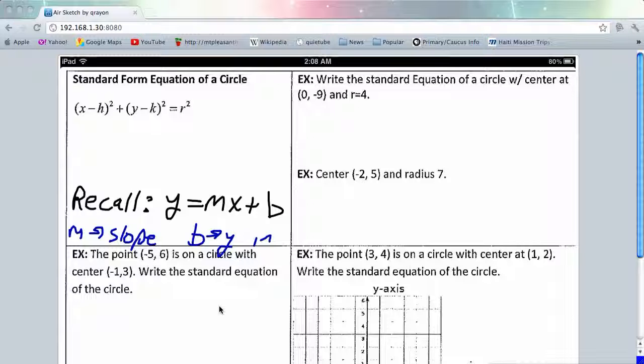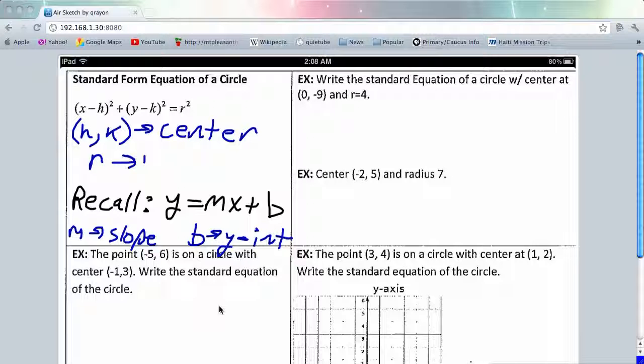Okay. Well, it's very similar when we graph circles. When we graph circles in our standard form equation up here, the h and k are what changes. The x and y stay the same. So in this equation, h comma k is the center of the circle. So it could be at 2, 4 or negative 3, 9 or whatever. That's your center of the circle. And r is the radius of the circle.